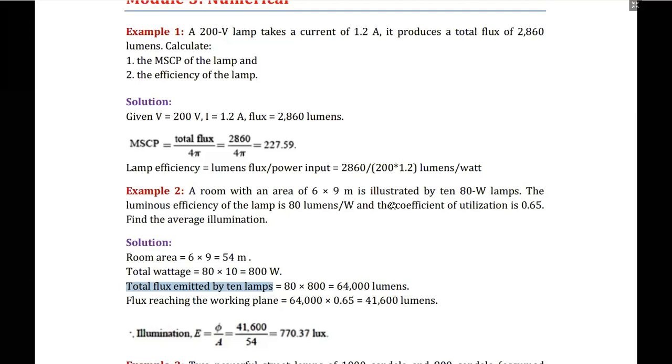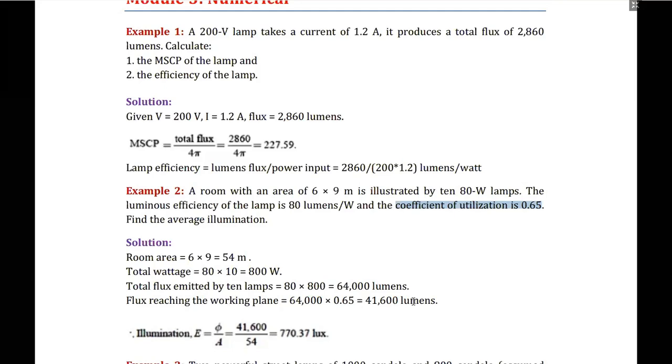And the coefficient of utilization is given as 0.65. It means 65% of the total flux is reaching to the working plane. जो हमारा वर्किंग प्लेन है, अगर कोई टेबल है जहां हम लोग वर्क कर रहे हैं, उस टेबल पर पूरे जो 10 बल्ब को ऑन किया गया है, उससे जो टोटल फ्लक्स प्रोड्यूस हो रहा है 64,000 लुमेंस, उसका सिर्फ 65% है उस वर्किंग प्लेन तक पहुंच रहा है. रेस्ट आर ऑफ नो यूज.